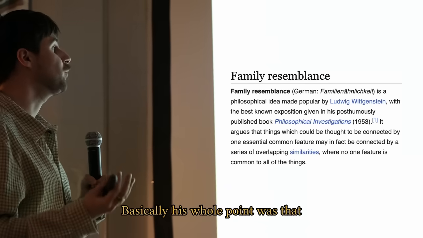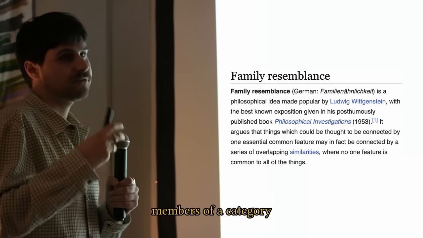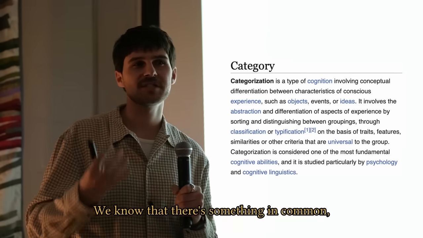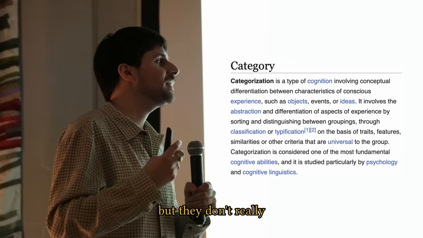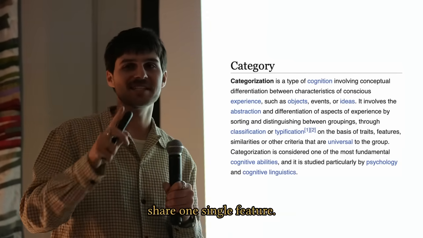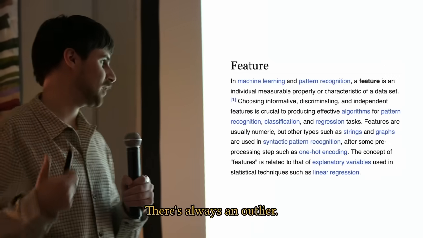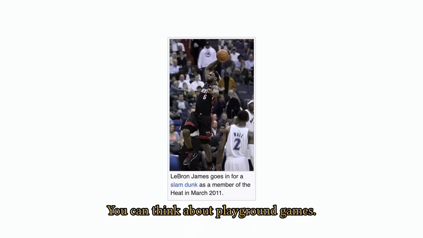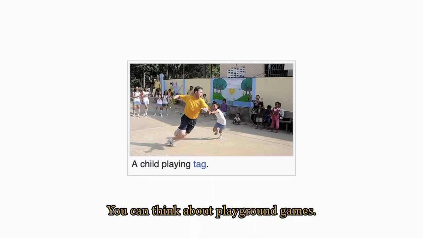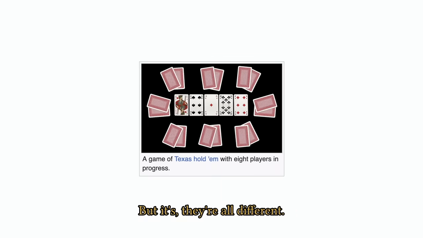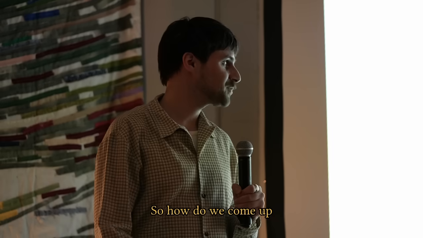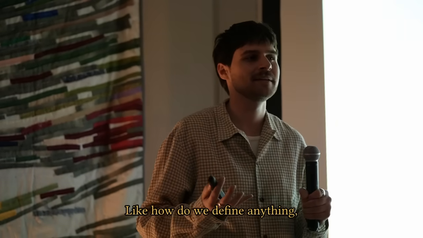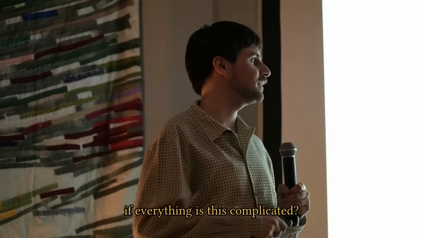Basically, his whole point was that members of a category all overlap in similarity. We know that there's something in common, but they don't really share one single feature. There's always an outlier. His example was games. Think of the category of games. You can think about ball games, you can think about playground games, you can think about card games, but they're all different. So how do we come up with definitions then, right? Like, how do we define anything if everything is this complicated?